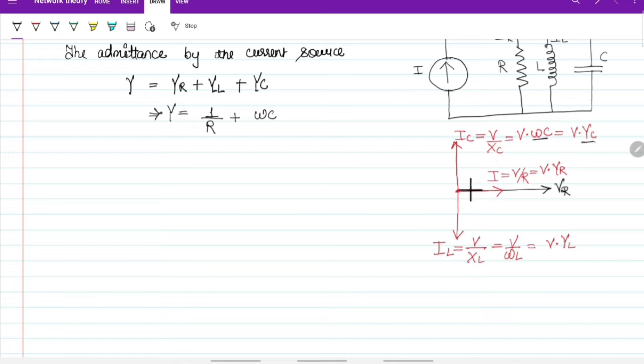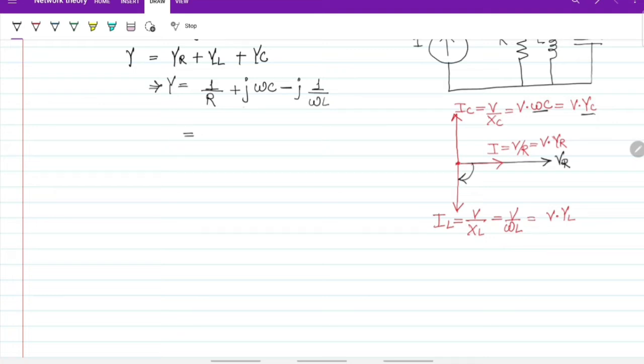And you can see this YC is leading by 90 degrees. So how do we represent this? We represent this by J. Now plus YL. So YL is actually 1 by omega L, and YL is lagging by 90 degrees. So how to represent this lagging term? We can represent this by minus, lagging by 90 degrees, so we use the term minus J.